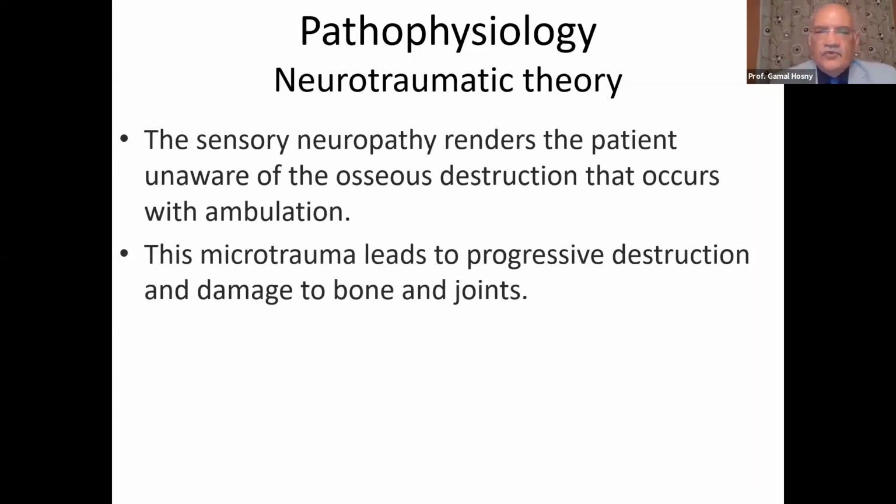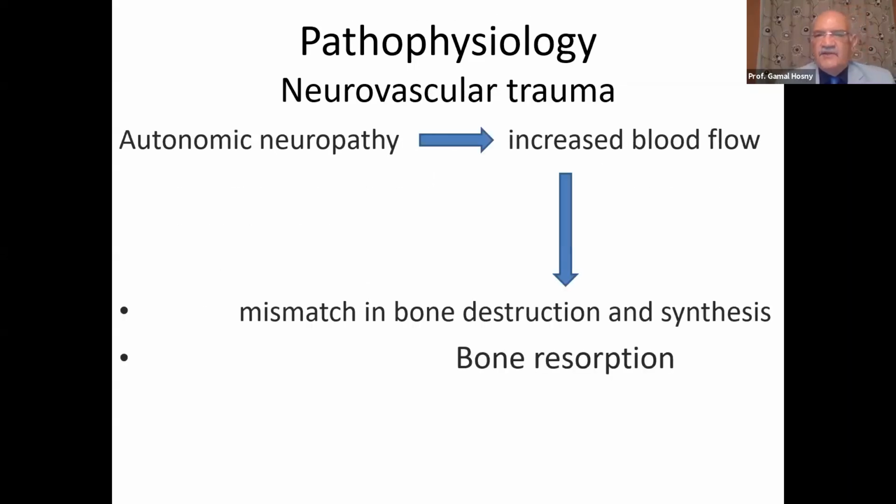So in the neurotraumatic theory, the sensory neuropathy renders the patient unaware of the osseous destruction that occurs with ambulation. This microtrauma leads to progressive destruction and damage to bone and joints. What about the neurovascular theory? Autonomic neuropathy leading to increased blood flow, which leads to a mismatch between bone destruction and bone resorption.